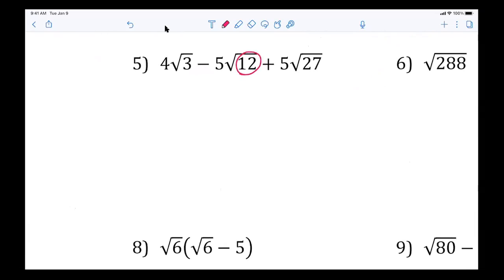12 breaks down to what? 4 and 3. So now, what's the square root of 4? There's a 5 out here, so that becomes... wait a minute. What's the square root of 4? Times 5. So minus 10 radical 3. What's the square root of 27 break down to? 9 times 3. That would be plus 15 radical 3. Everybody okay with that?